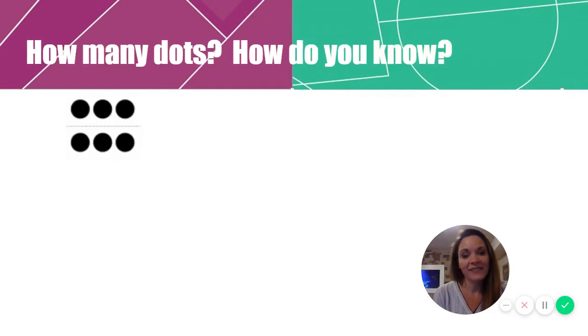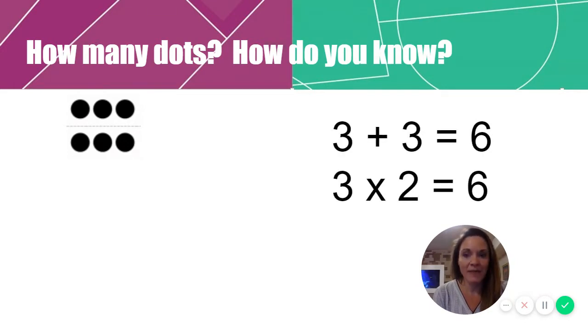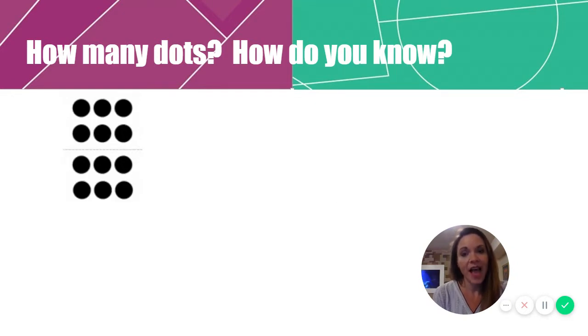How many dots? How do you know? There are 6 dots on this page. We can see that 3 plus 3 equals 6, and we can relate the addition double fact here to a multiplication double. We see 2 rows that have 3 in each row. I see 3 and 3 is 6. 3 times 2 is 6.